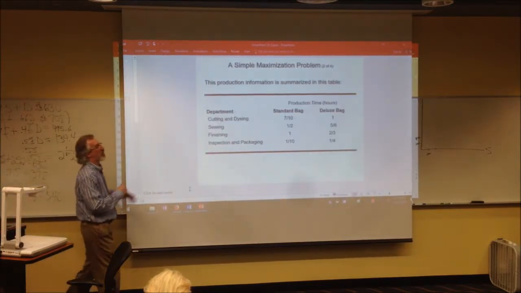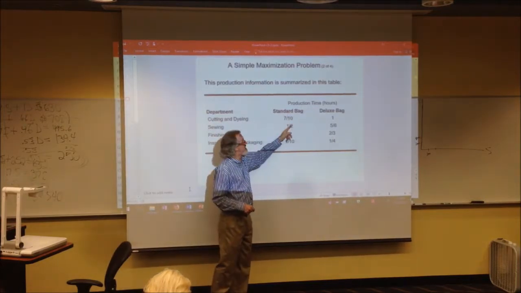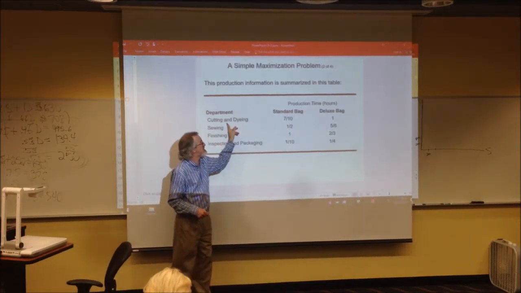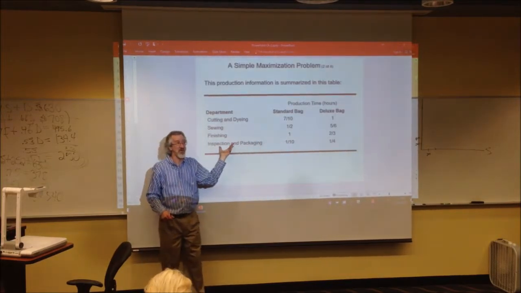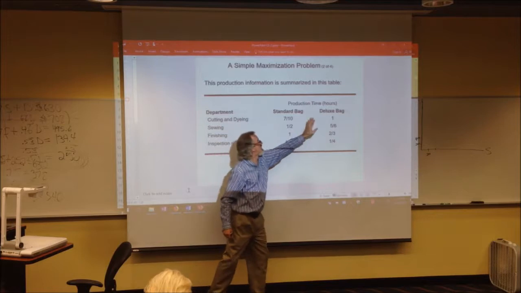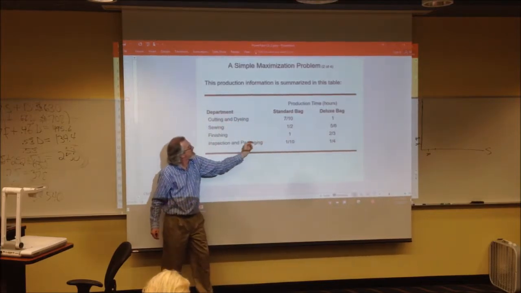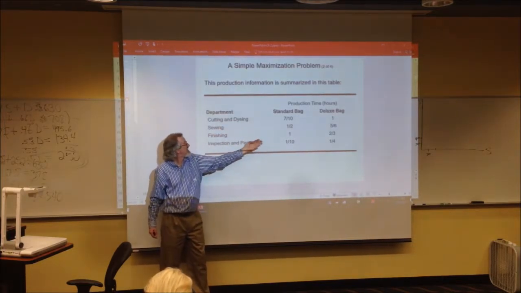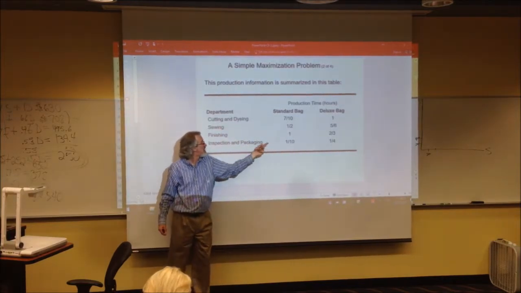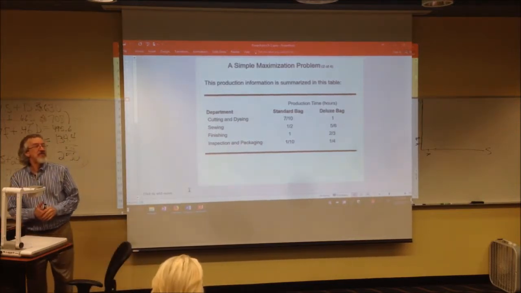Here's the amount of time. If all the standard bags we're making, it's going to take 7/10 of an hour in this department, a half an hour here, an hour here, and only 1/10 of an hour in this last department. The deluxe bags need a little more time in the first cutting and dyeing, a lot more time in sewing, a little less time in finishing, and a little more time in inspection and packaging. There's more money involved in the deluxe.